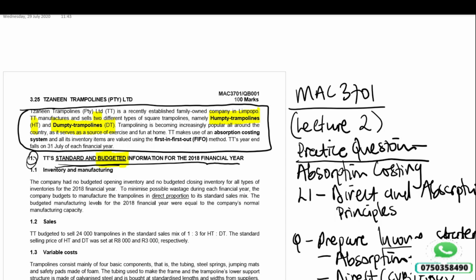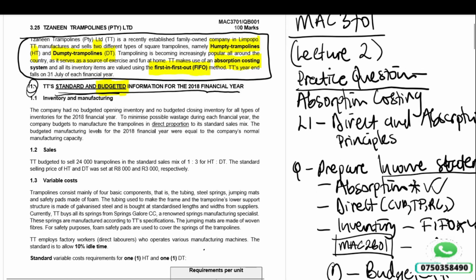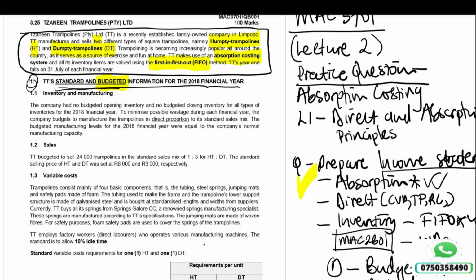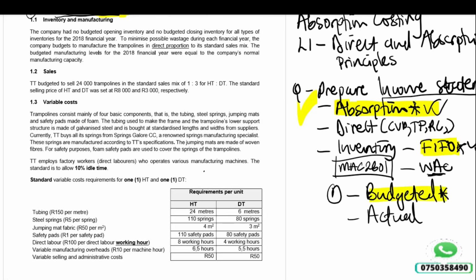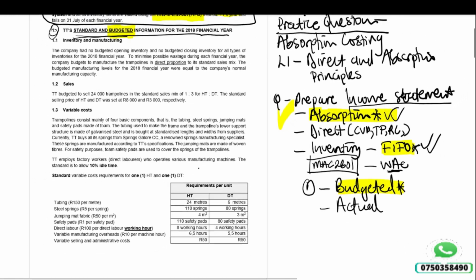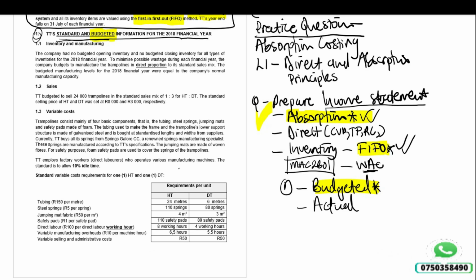Trampolines are becoming increasingly popular all around the country as a source of exercise and fun at home. TT makes use of absorption costing. So that's the costing method we're going to be using. And they say all its inventories are valued using the first-in, first-out, FIFO, method. So it's absorption costing and FIFO. And they said we must do a budgeted statement for the 2018 financial year.